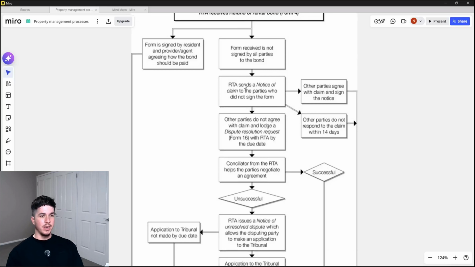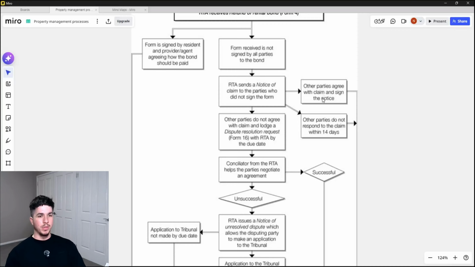Well, the RTA sends a notice of claim to the parties who did not sign the form. This means if the tenant claimed the bond and we did not agree to that, or we did not respond to that request in the 48-hour period that the RTA gives once the bond is claimed, it sends a notice of claim period. From there, we have two options.